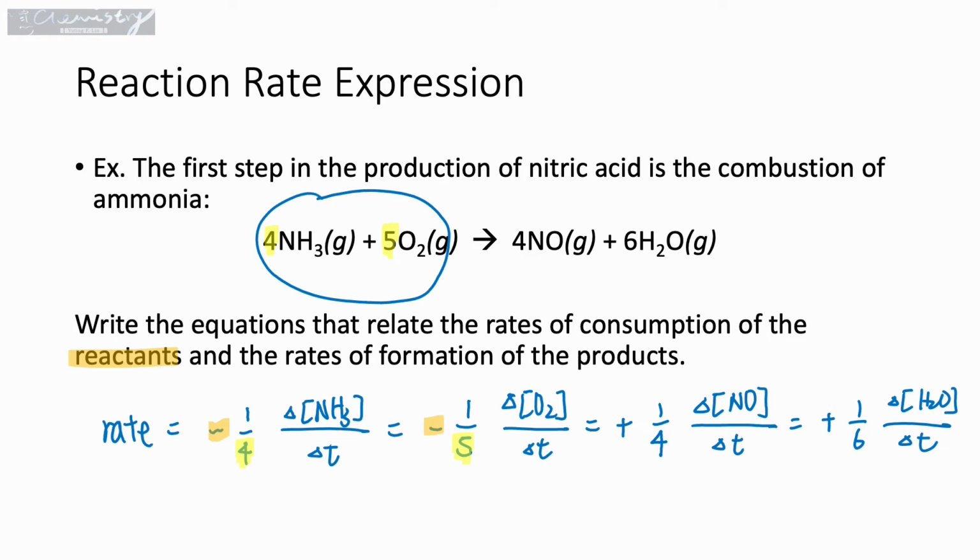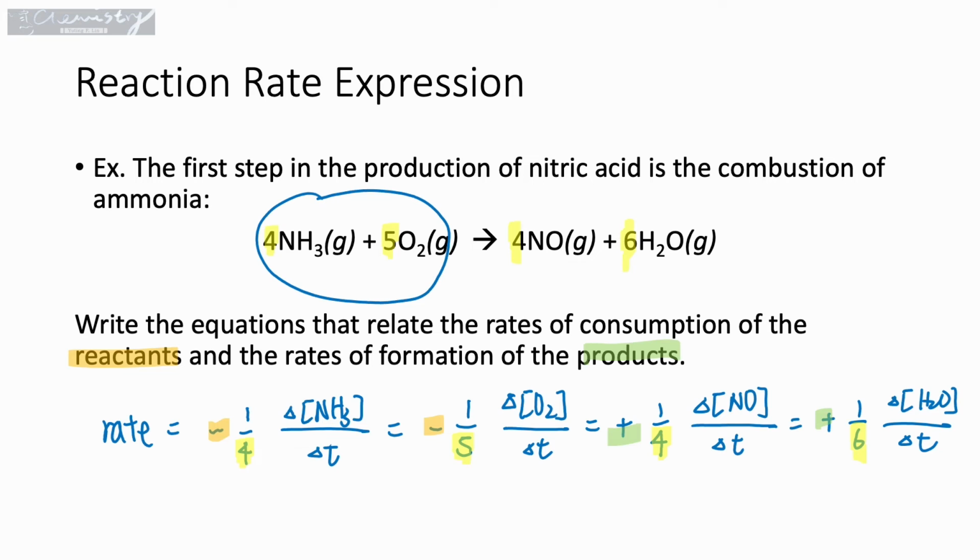So we can see that in this case, it's positive because they are the products that are being produced, and then the fraction in front that keeps track of their relative rates came from their coefficient. So again, all these expressions are all relative to each other.